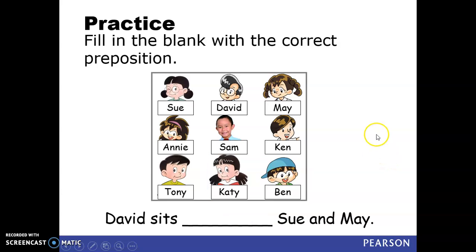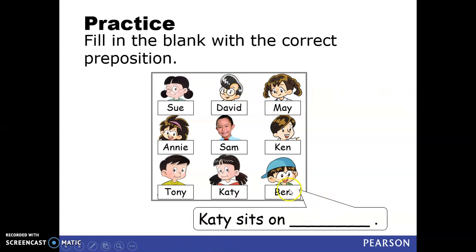All right, let's try another one. David, here's David with the glasses, looks like Harry Potter. David sits blank Sue and May. Okay, which preposition do you think we should use here? David sits blank Sue and May. There are two girls, so it should be David sits between Sue and May. Remember, between means in the middle.